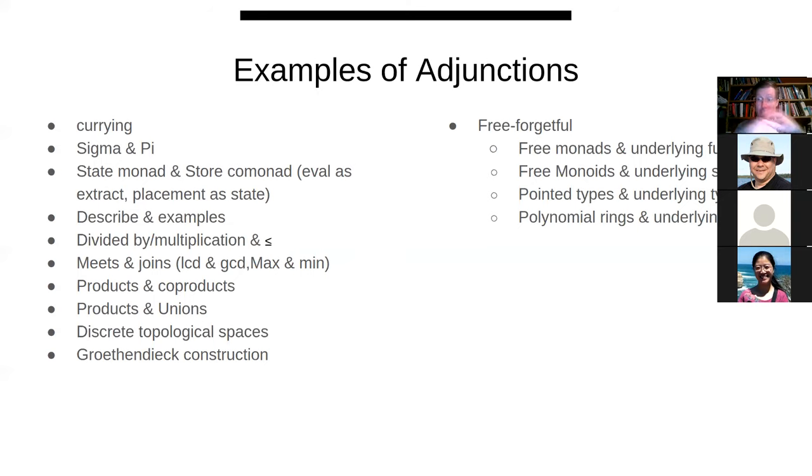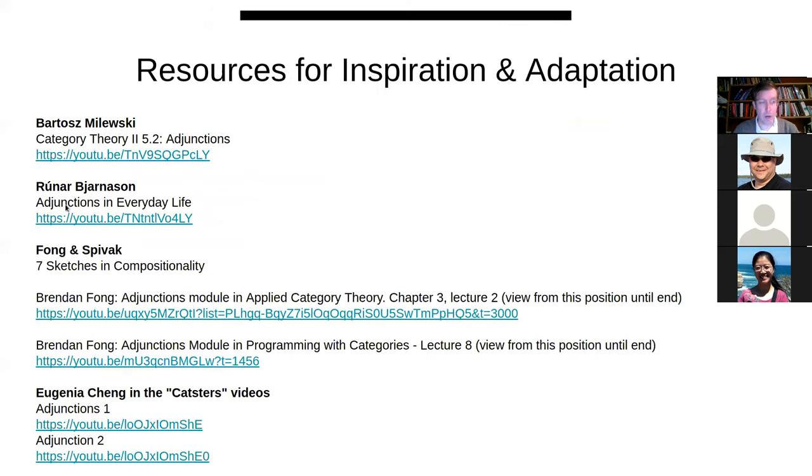where there's different ways of mapping databases to each other, with, you know, inserting the ones that are in one into the other, deleting those when there's too many when going to the other, so filling with nulls or eliminating things with nulls going the other way. You know, there's this nice adjunction between the state monad and the store co-monad that Runar talks about.